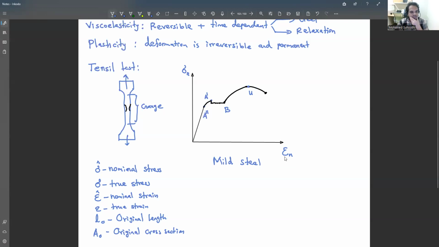Let me mark this point as A. I think I have marked everything. Let me check with my notes whether I marked the same things, because I have to give a lot of important points here. Let me mark one by one. Then A double dash we call the proportional limit.